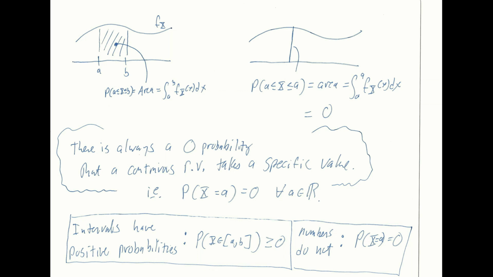But here we're thinking about the likelihood that my random variable x shows up between a and b. I can find that probability by integrating the density function from a to b.